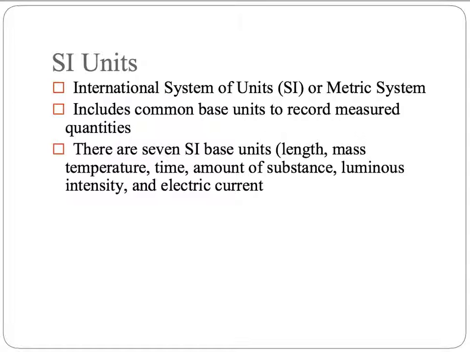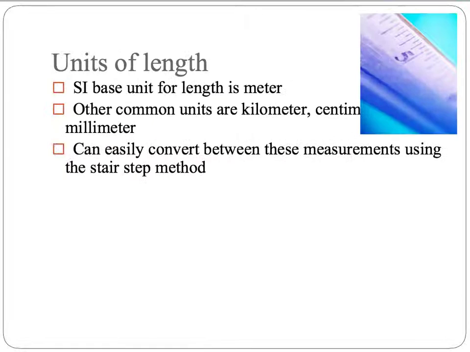So there are 7 SI base units that you're going to deal with for length, mass, temperature, time, amount of substance, that is actually the mole, we'll get in that later in the year, and then 2 that we don't really cover very much are luminous intensity and electric current. What we're going to focus on today is mostly length and mass, and then a derived unit dealing with volume. But those are what we're going to deal with for today's lesson.